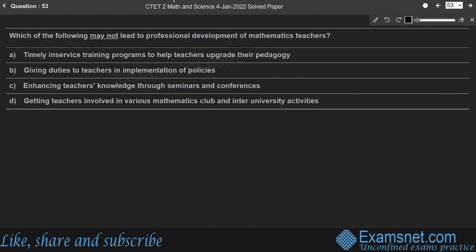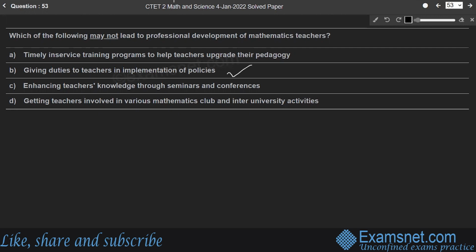Timely in-service training programs to help teachers upgrade their pedagogy, giving duties to teachers in implementation of policies, enhancing teachers' knowledge through seminars and conferences, getting teachers involved in various mathematics club and inter-university activities. Here the correct answer is giving duties to teachers in implementation of policies. So it may not lead to professional development of mathematics teachers.